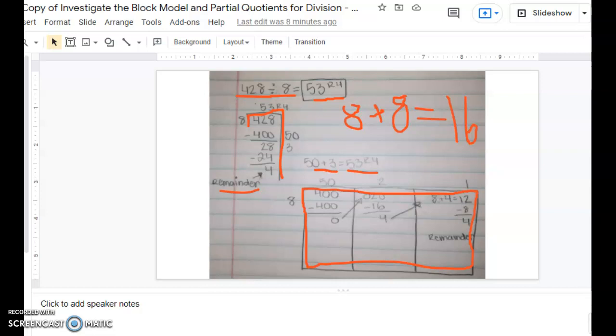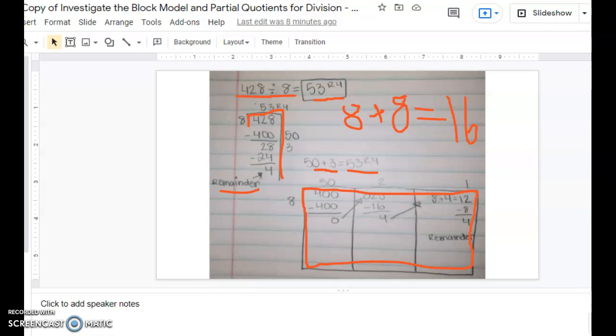So here I did 8 goes into 400 50 times. And you can make that a little easier by looking at 40. 8 goes into 40 5 times, so then add that extra 0 in. So we take away 400 from 400, leaving us with 0. We carry that just to be consistent.